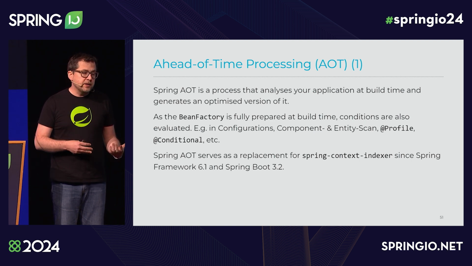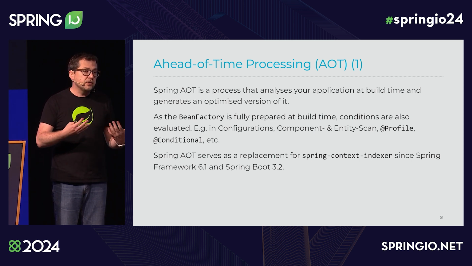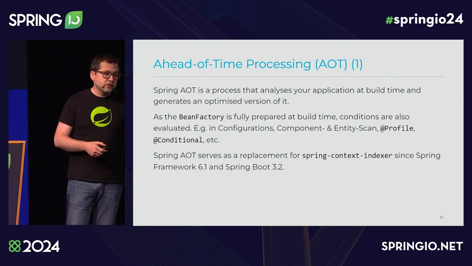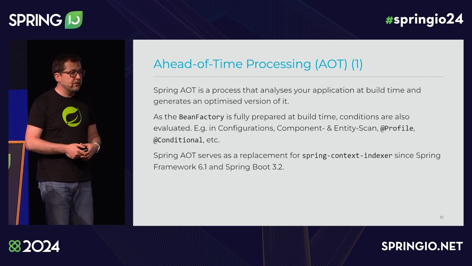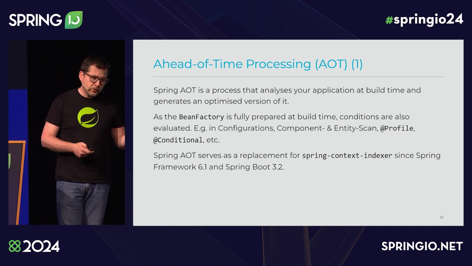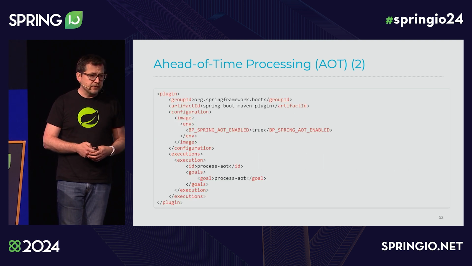So there was a feature in the past where all the Spring Beans and entities you component scanned were in a file, and that file was read during the startup, so you didn't do component scanning at all. So it serves as a replacement, and Spring Context Indexer is not there anymore since Spring Boot 3.2. So I think it's actually quite a good replacement.